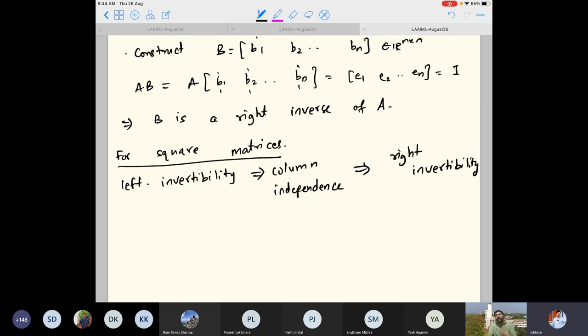And just by taking the transposes, I can do the same argument the other way around. I will start with right invertibility, then that will mean row independence, and that would mean left invertibility.